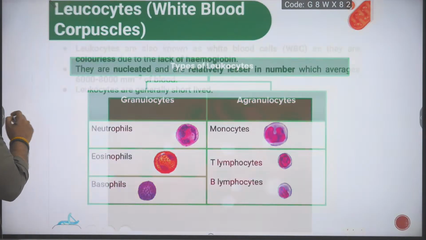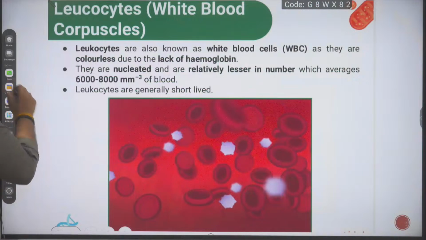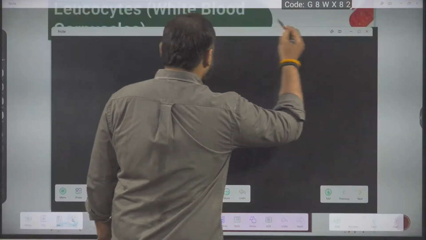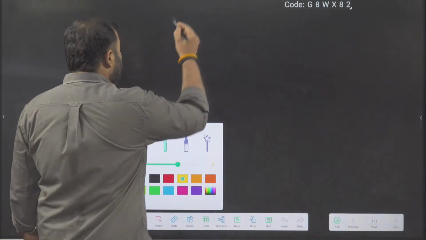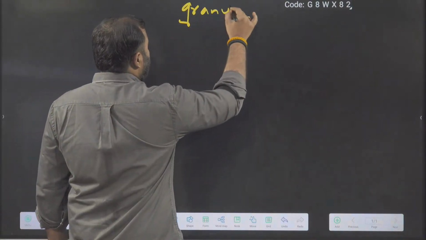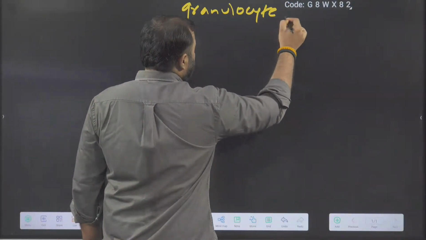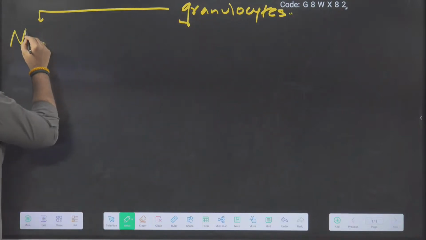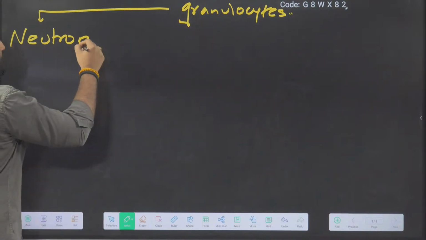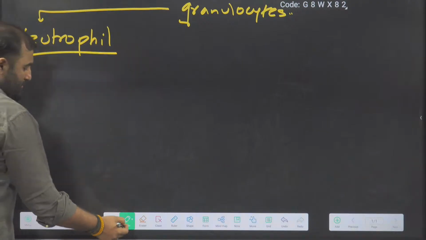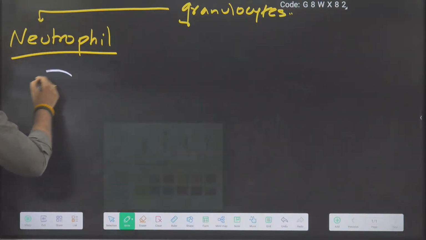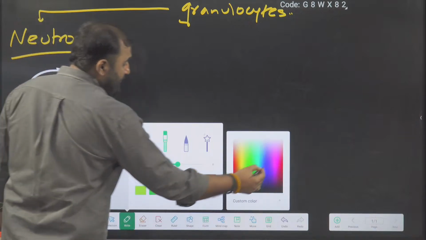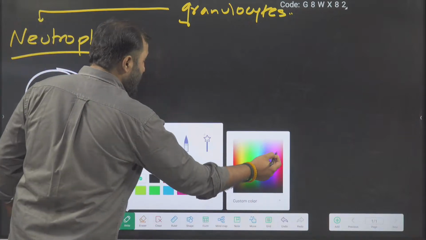Look here, guys. I will use the board. That will be much better, or else you will get confused. Granulocyte is a type of WBC. Which one is the first one? The first one is the neutrophil. So here is the WBC. They have neutral staining granules.